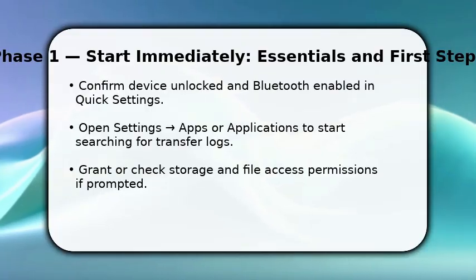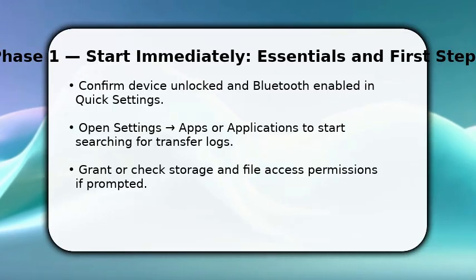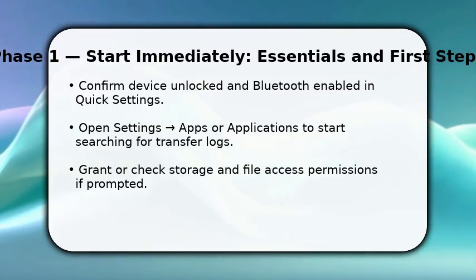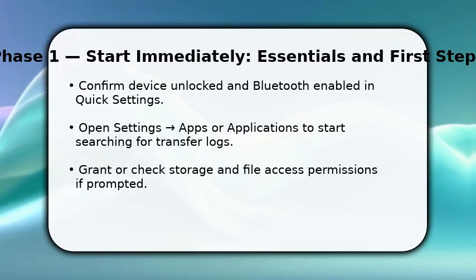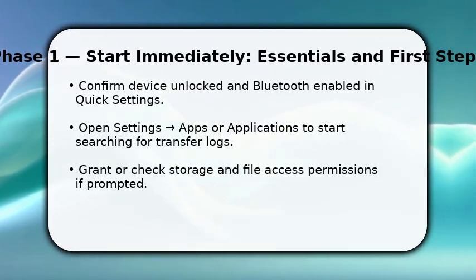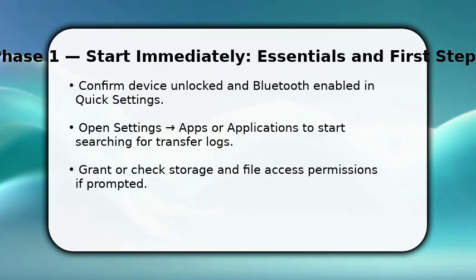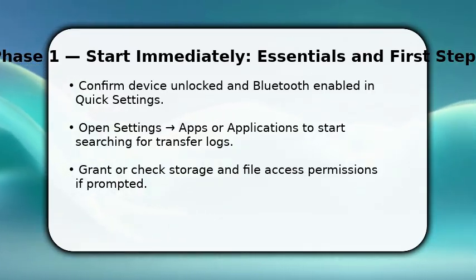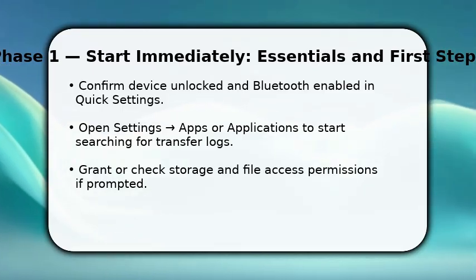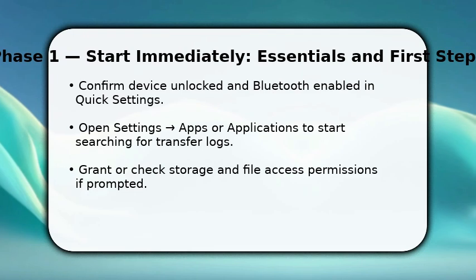You start by making sure Bluetooth is on and your device is unlocked. This speeds access. Once done, open Settings and go to Apps or Applications. This is where Android often stores transfer entries or permissions. Make sure to check Storage and Files permissions for the system or File Manager apps, because without access, you won't see histories. If your phone uses a manufacturer skin, the path may be slightly different.